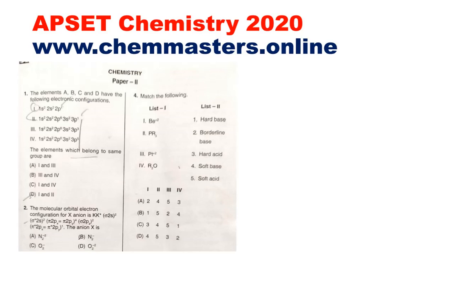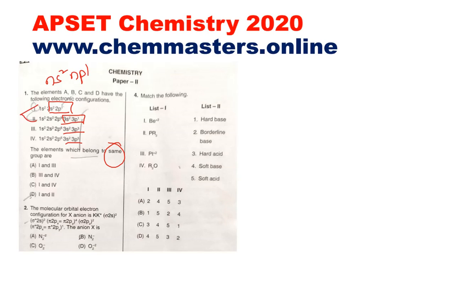The elements A, B, C and D have the following electronic configuration. The simplest question here is given. So just look at the valency electronic configurations. The elements which belong to the same group here, 1 and 2, are having general valency electronic configuration as ns2 and np1. That's why they belong to the same group. Okay, right.